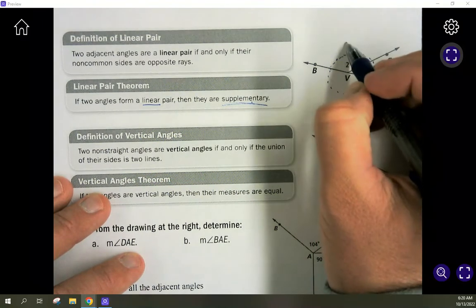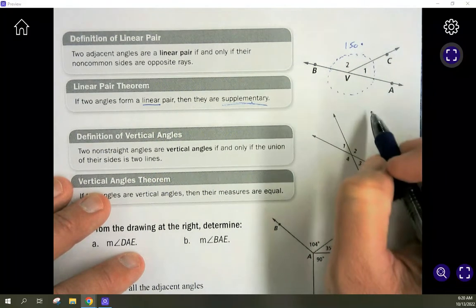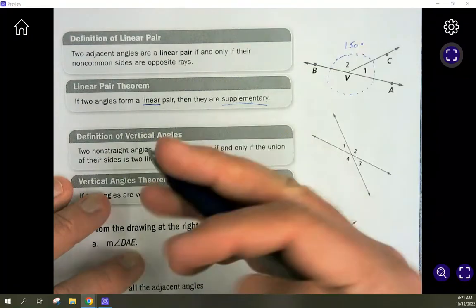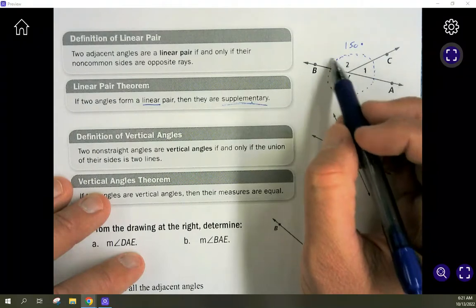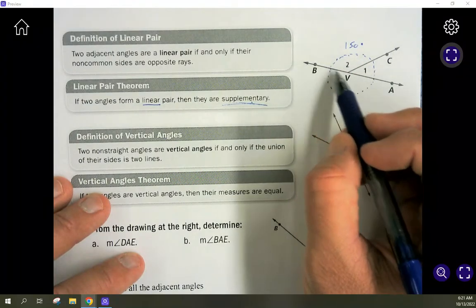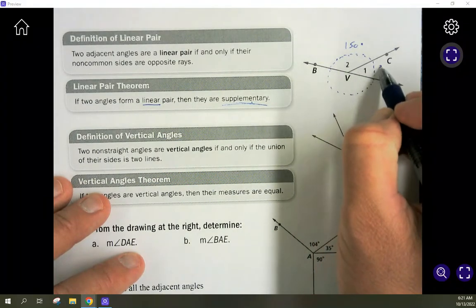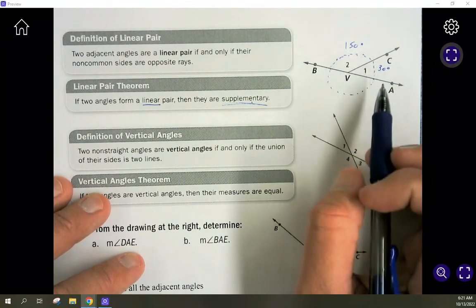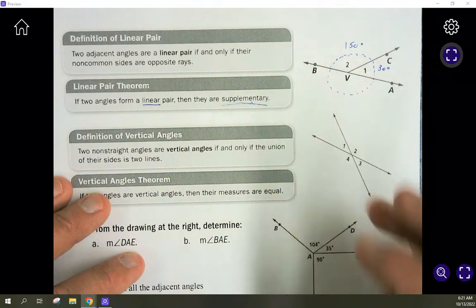So if I knew that this was 150 degrees out here, just by looking at the picture, I'm allowed to assume, we've talked about what are we allowed to assume in these pictures, I can assume that this whole thing is 180 degrees because I have a straight line. So I know automatically this is 30 degrees. These two angles have to add up to 180 because they are splitting this up into two pieces.